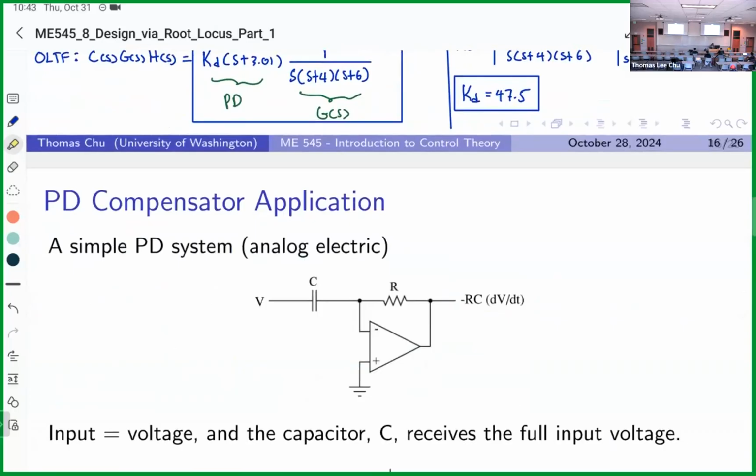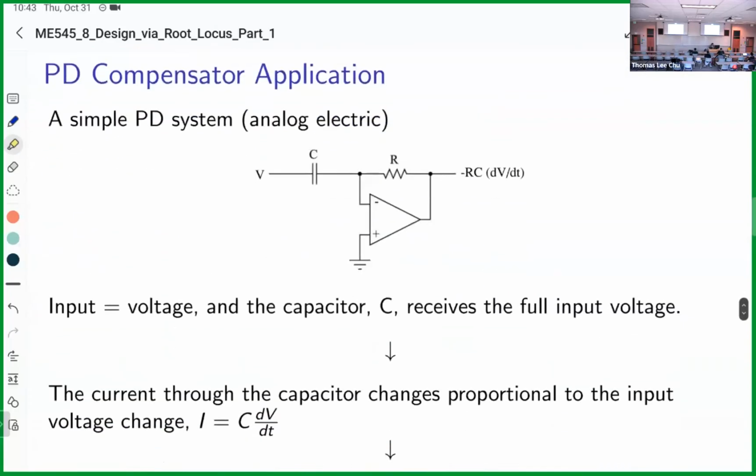this is a PD compensator for an analog system. Basically how it works is we have this capacitor and resistor in series going through this op amp. The reason why it's a PD is because it's using active electronics. The op amp requires electricity, and I don't have it drawn in there.